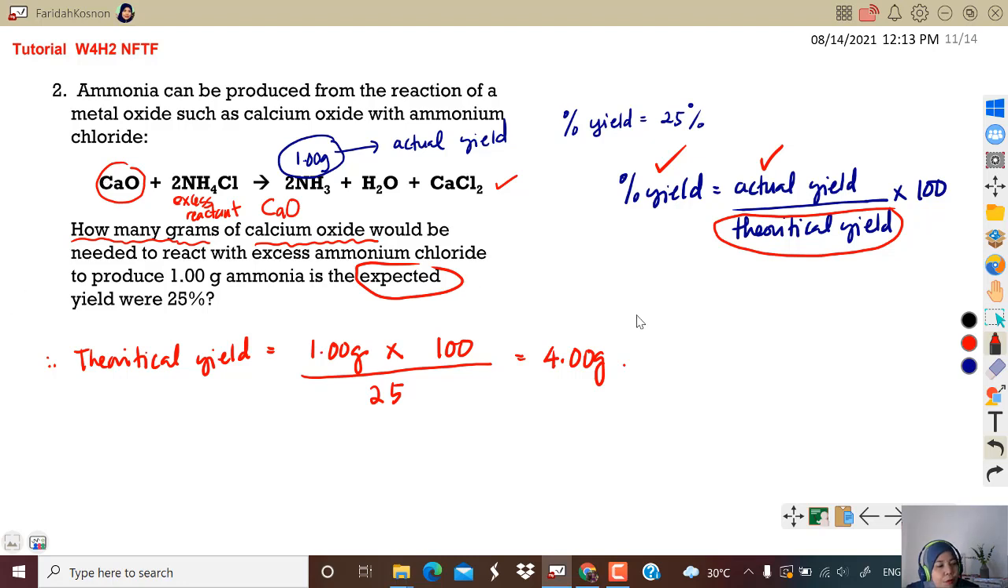Of course, oleh kerana kita ada yield kat sini, kalau you tengok soalan kat sini, kita gunakan mass 1.00 gram. So, yield kat sini adalah ammonia. Jadi, kita hanya ada maklumat ammonia sahaja kat sini. Kita tak ada maklumat ammonium chloride. NH4Cl tu tak ada. So, untuk menentukan how many grams of calcium oxide needed, of course, kita akan relate mole ammonia dengan mole of calcium oxide by referring to the balanced chemical equation.